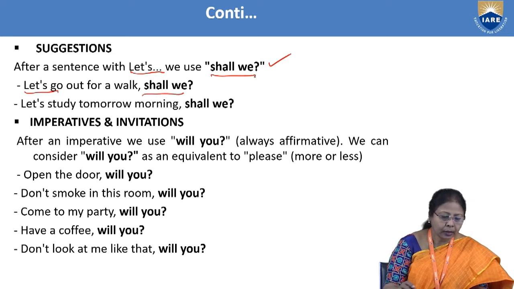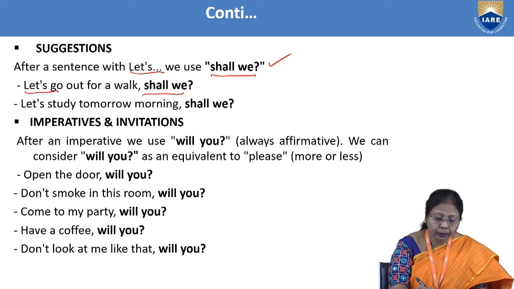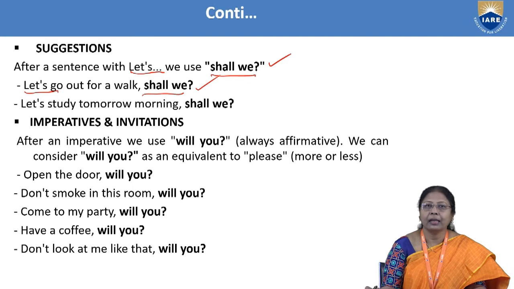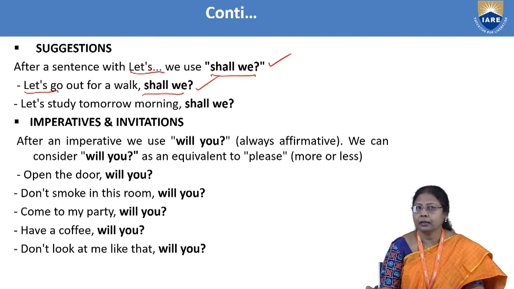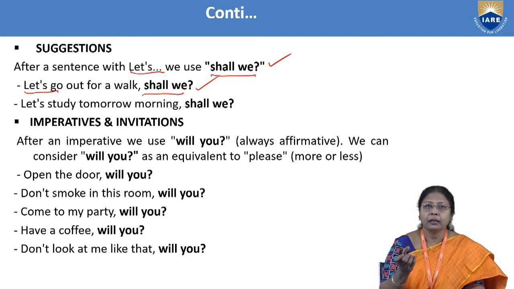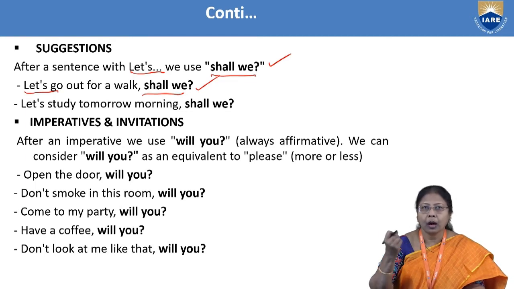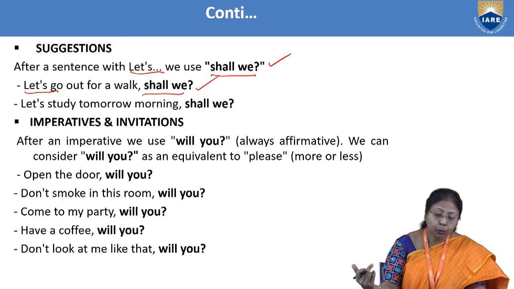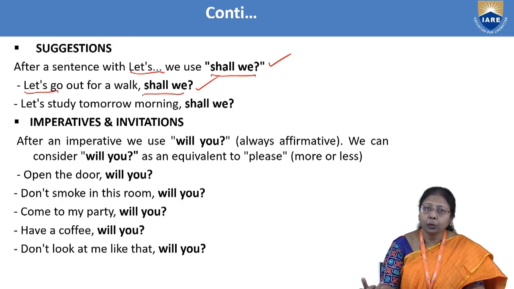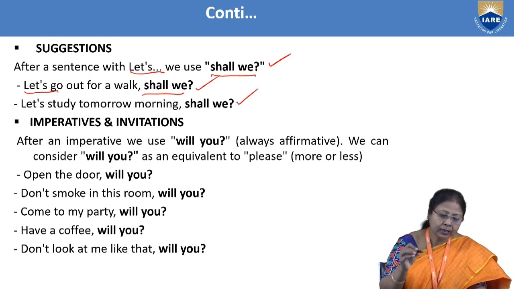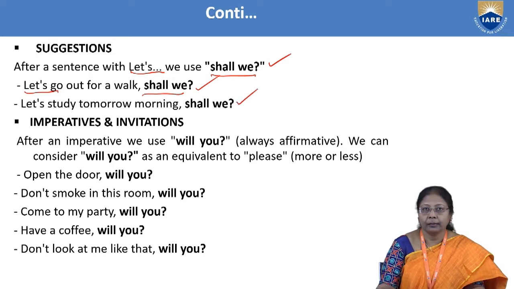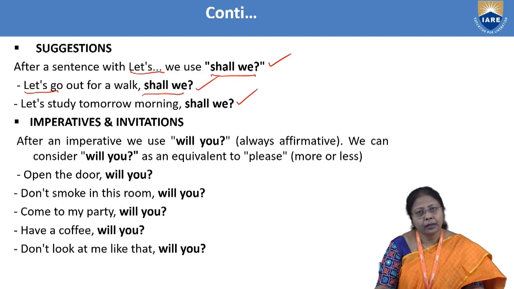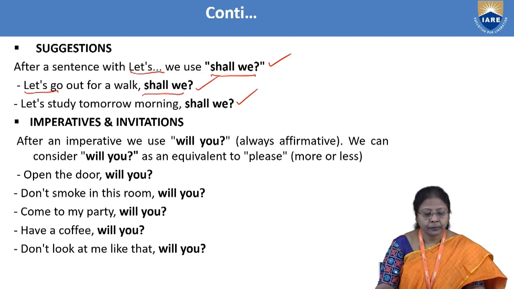Okay. So here, why did we use "we"? That is the plural form. Let us, there itself we get the plural form. Let's go out for a walk, shall we? Let's study tomorrow morning, shall we? So, remember, let's is always followed by shall only.